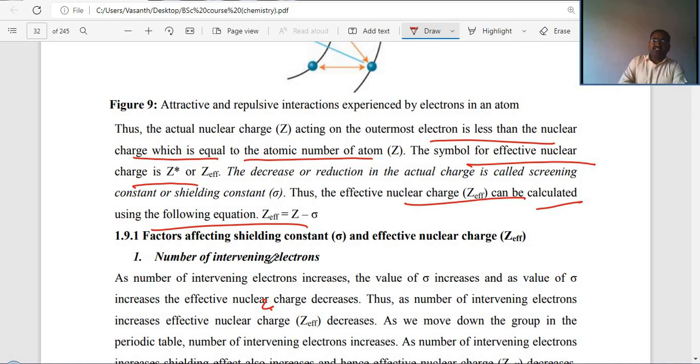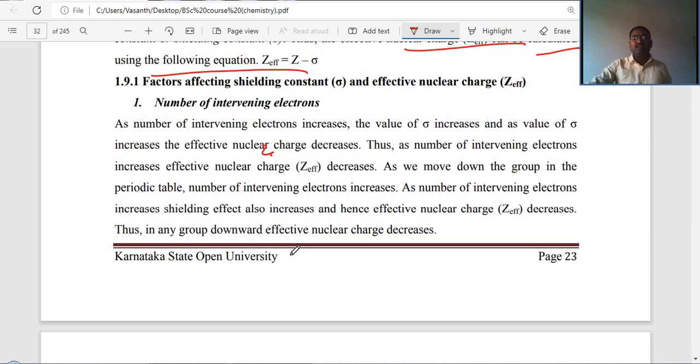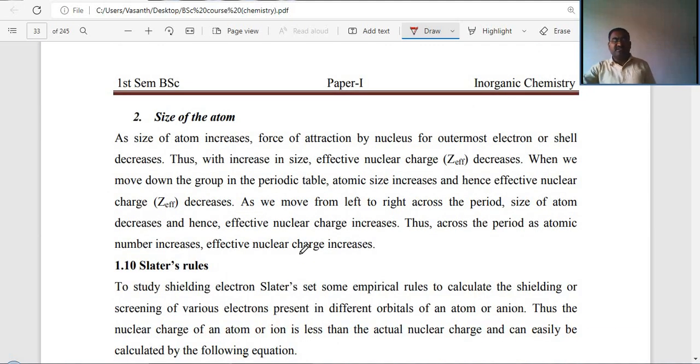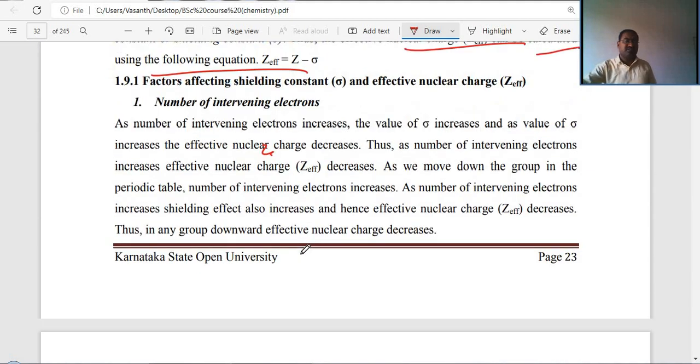What are the factors that affect the shielding constant and effective nuclear charge? Yes, many factors affect the shielding constant and effective nuclear charge. Some of the relevant factors we are going to express here: the number of intervening electrons and the size of the atom. These two are very important factors.